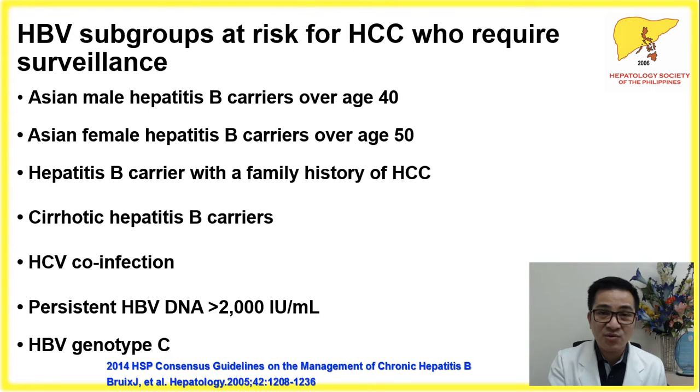Hepatocellular screening and surveillance using alpha-fetoprotein and liver ultrasound every 6 months is indicated for hepatitis B virus subgroups considered at higher risk for hepatocellular carcinoma as enumerated in this slide, and they're as follows: Asian male hepatitis B carriers over age of 40, Asian female hepatitis B carriers over the age of 50, hepatitis B carriers with family history of hepatocellular carcinoma, hepatitis B patients with cirrhosis, those with co-infection with hepatitis C, persistently elevated HBV DNA defined as an HBV DNA level of more than 2,000 IU per ml, and those with genotype C.